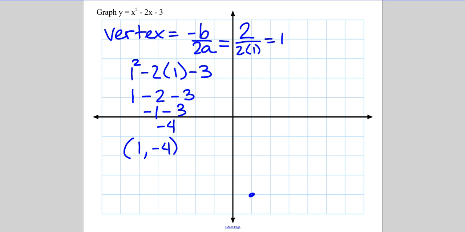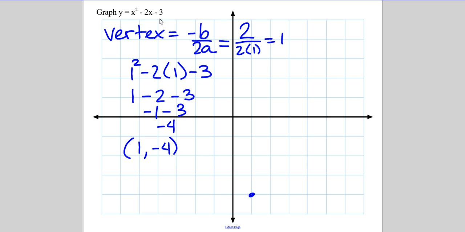So I have my vertex at 1, negative 4. I plugged in 1 here, so 1 squared minus 2 times 1 minus 3. 1 minus 2 is negative 1. Negative 1 minus 3, I get negative 4. So I get this point, this ordered pair, as my vertex, right?